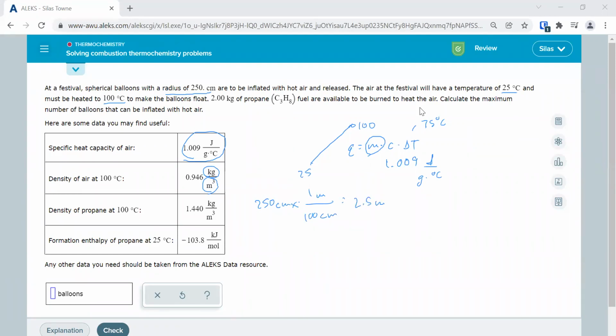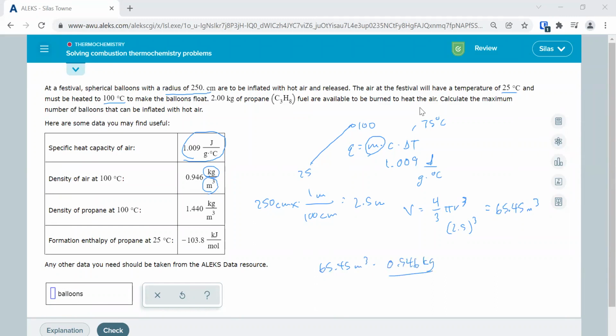Now I got to know the volume of a sphere, which is 4/3 pi r cubed. You should have a cube there, right? The square would be some sort of area, like surface area. So I'm going to put that 2.5 in there, 2.5 cubed times 4/3 pi, and I get 65.45 meters cubed.